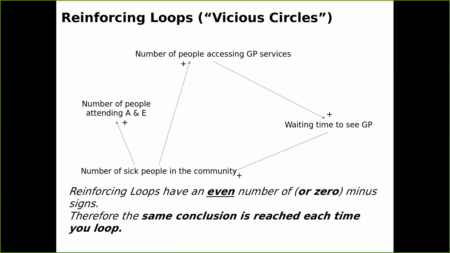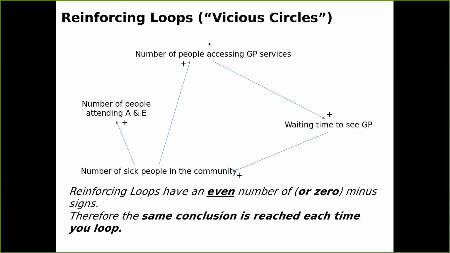But of course, it may not just be in this particular bit of the system. And it may be that it spills out into other things. So the number of sick people in the community may also influence the number of people attending A&E. So as that increases, the number of people attending A&E increases, which means as this snowballs over here in this loop, this gets worse and worse as well.